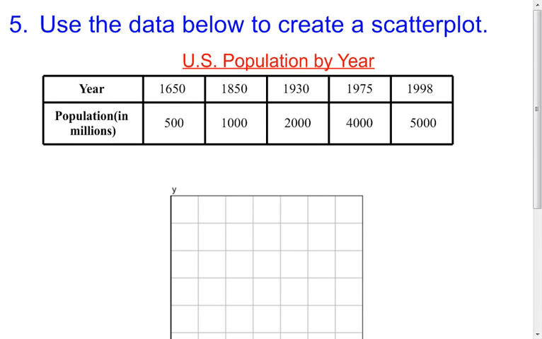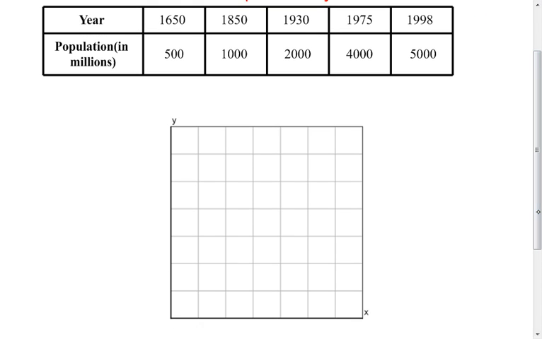All right, and we're going to do one more like that. This time we're looking at the U.S. population. Our population is in millions, notice. You have to really pay attention to that. And so I'm going to do this. U.S. population. I'm going to put in millions in parentheses by year.